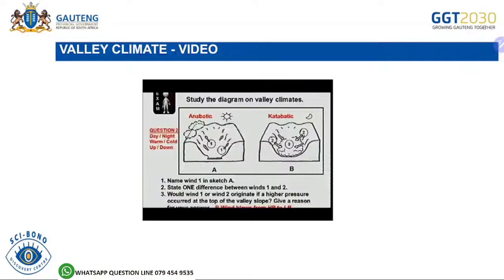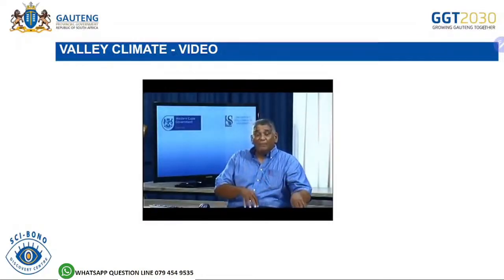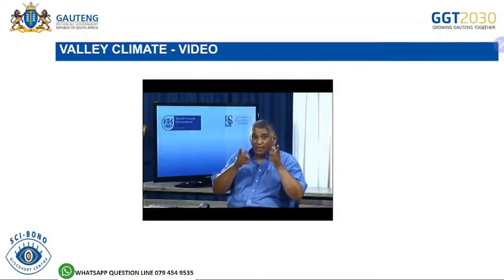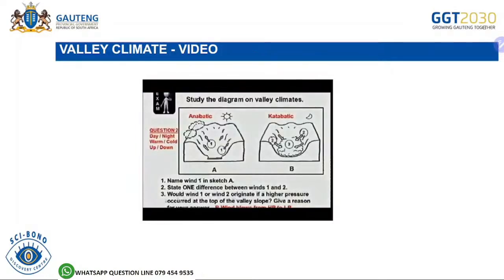Now, here we've got: would wind 1 or 2 originate if a higher pressure occurred at the top of the valley? Which one of these two would occur when the higher pressure is at the top of the valley? Remember what we have learned in grade 11. We have learned that winds always blow from a high pressure to a low pressure. Remember that. Okay, so the question says, where would wind 1 or 2 originate if a higher pressure was at the top of the valley slope?